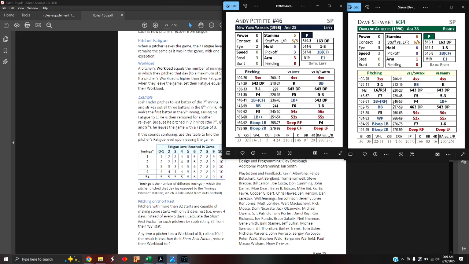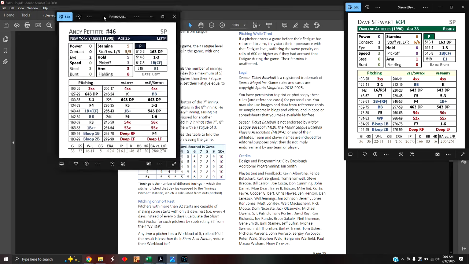Now, this says to do it when their workload's 5. I usually do it right before they would pitch, the day they would potentially start on 3 days rest. That's when I usually roll, because I'm not necessarily going to remember by the time their spot in the rotation comes up. So with Dave Stewart, once he has 3 days of rest, I'm going to roll, and if it's less than 4, then he'll start that day. That's how I usually do it, but that's how you would factor that in.